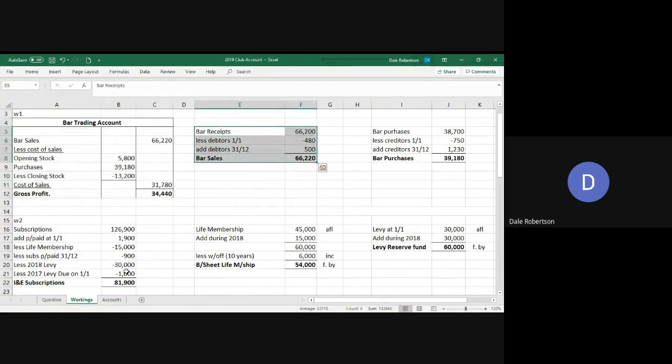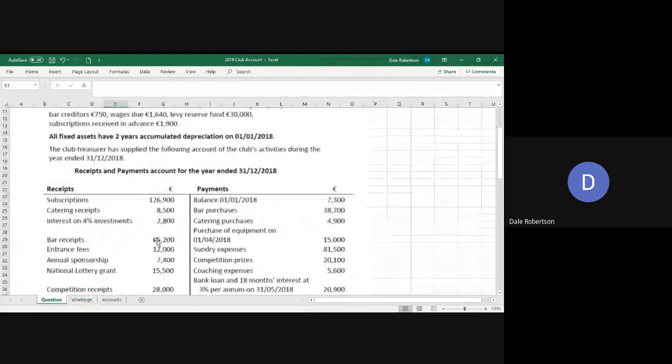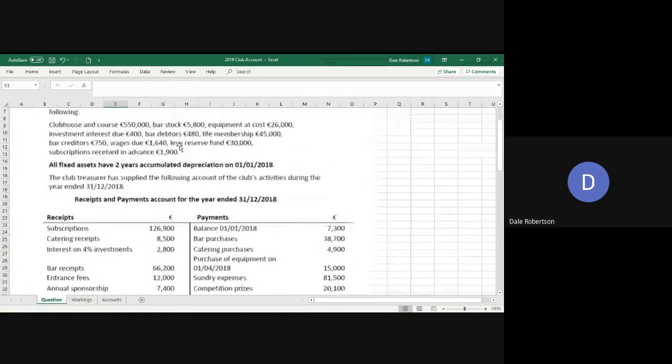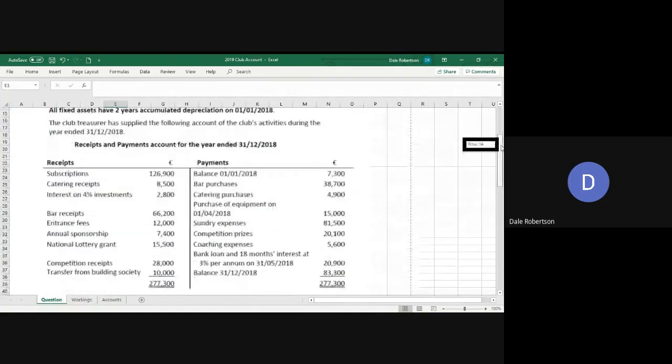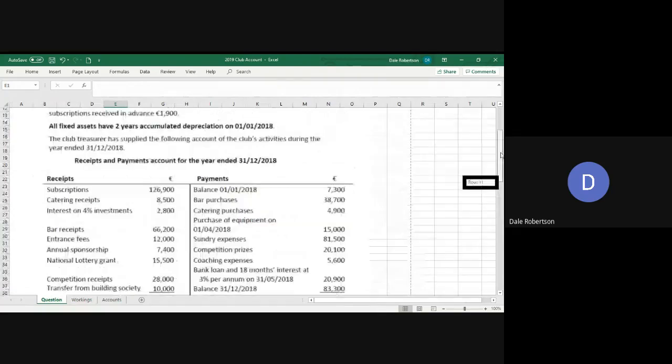Now, you've got, however, a little bit of preparatory work to do to get your bar sales, because if we just refer back to the question for a moment, you do have bar receipts in here of 66,200. However, that is the money that has been taken in the cash account, or in the till, basically, in your bar. However, you do have debtors at the start of the year and debtors at the end of the year, which are also sales. They're just credit sales. The same is true of creditors as well regarding purchases.